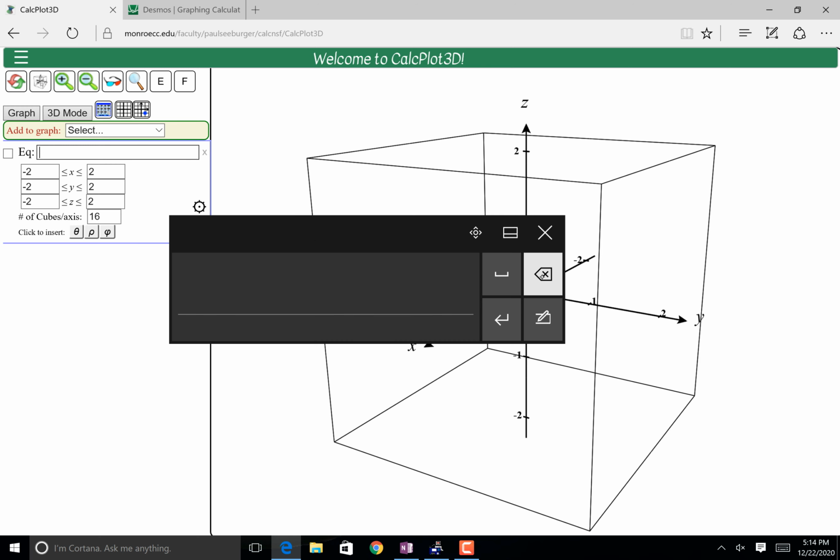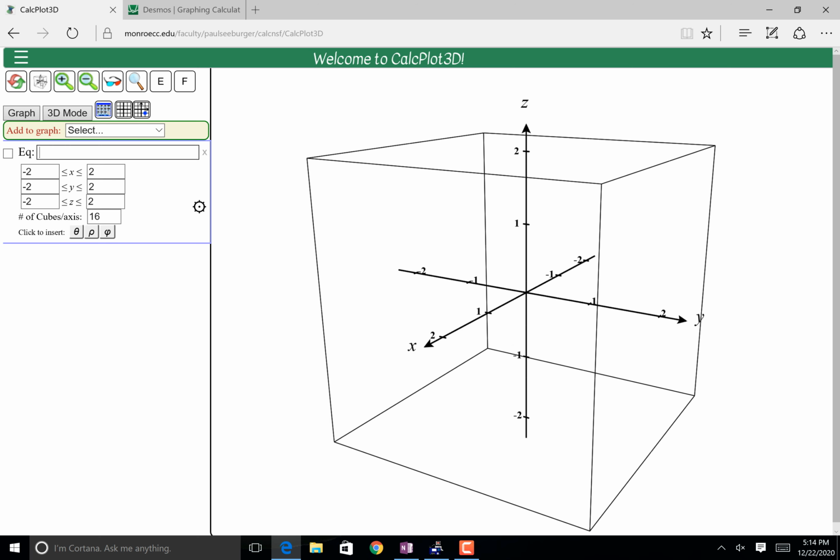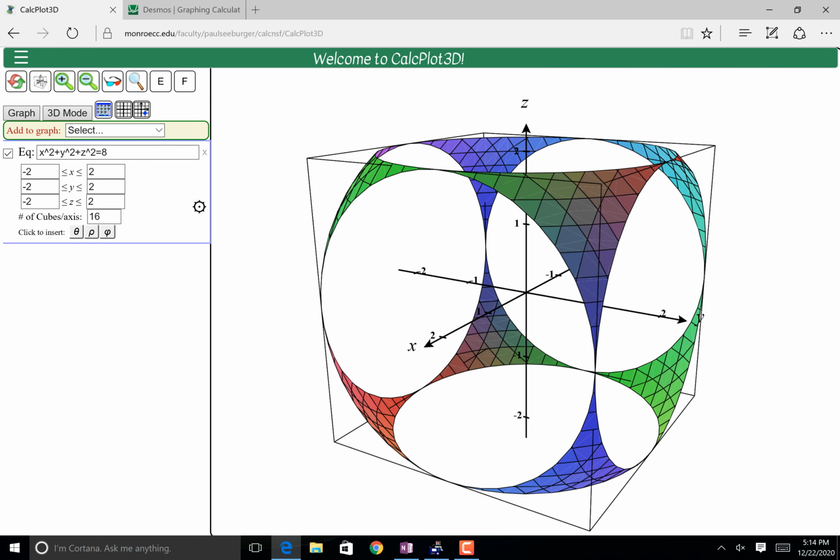I'm going to use the old keyboard, I think, because the old writing is no good for me. All right, so let's do x squared plus y squared plus z squared equals, I don't know, let's just say 8 or something. Sweet. Okay, maybe you go 4. There you go. I bet it works.